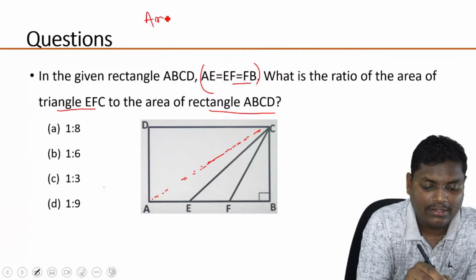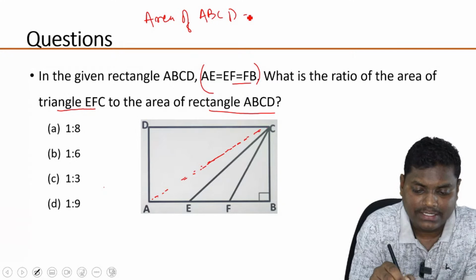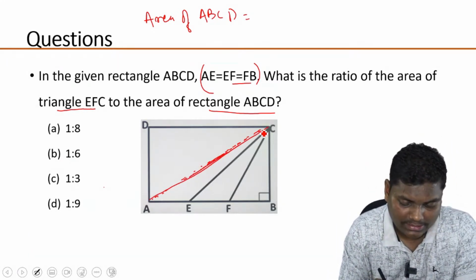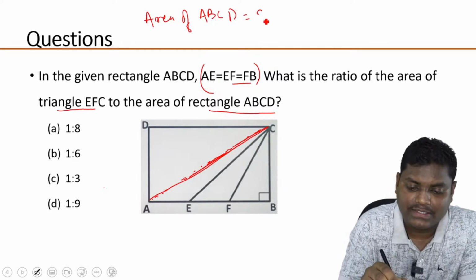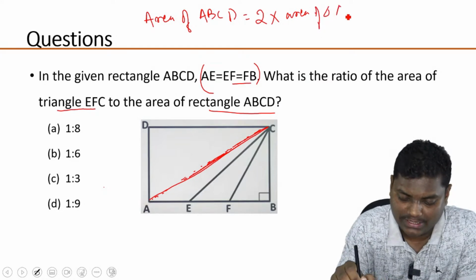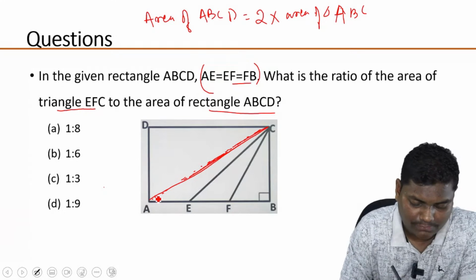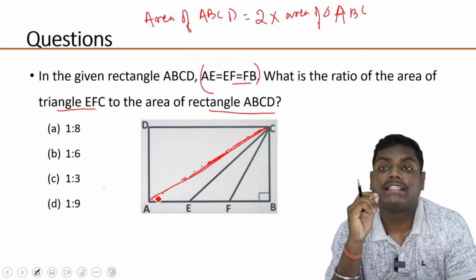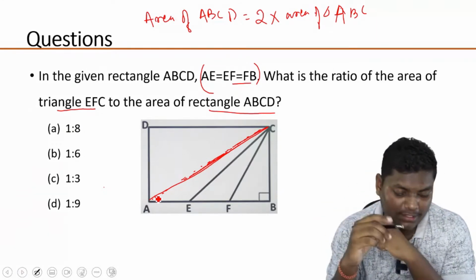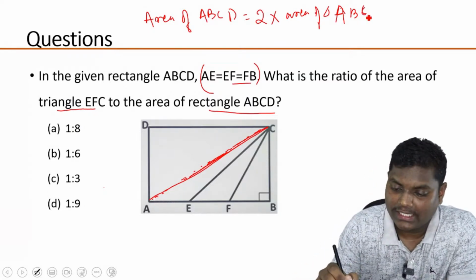So the area of the rectangle ABCD, if you consider this line, is basically twice into the area of triangle ABC. If we join the diagonal AC, we can say that the area of the rectangle ABCD is basically double the area of the triangle ABC.